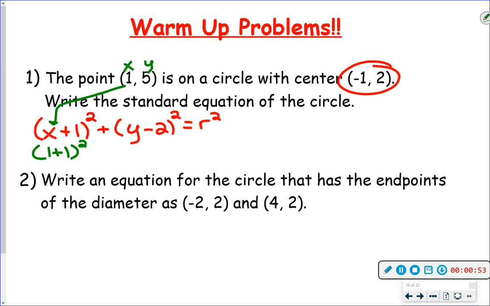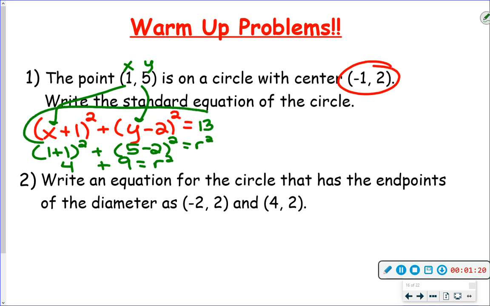And some of you might have just made that a 2 squared already. Let's put 5 in here for y. And figure out our radius squared. So 1 plus 1, 2, 2 squared. 5 minus 2, 3, 3 squared. And do a little mental math. What's 4 plus 9? 13. So I'm going to make my life easy. I'm going to change out this r squared to a 13 and circle it.